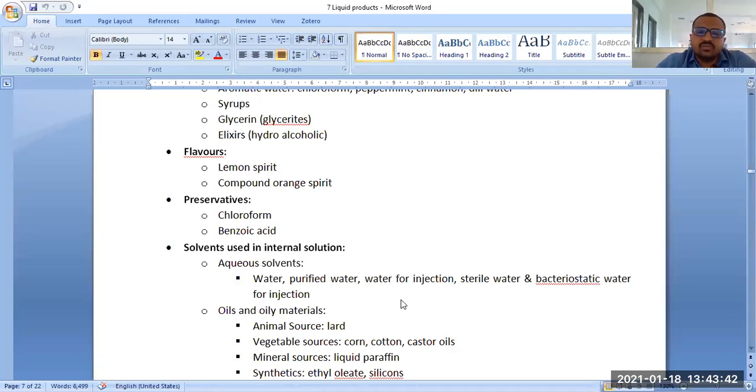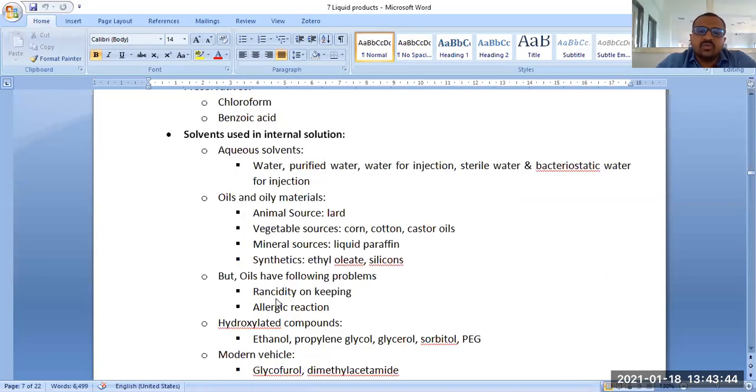Aqueous solvents: water, purified water, water for injection. Oily liquids: oil and oily material, animal sources. Okay, this we already discussed in a previous lecture, the solvents which are used in internal solution.